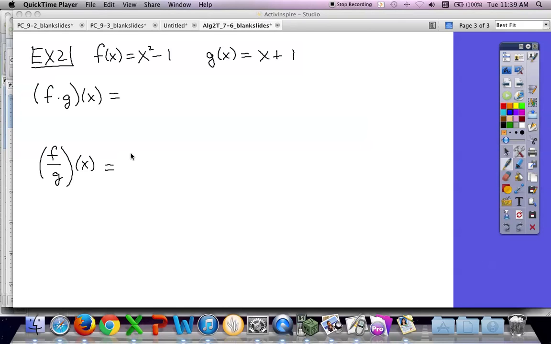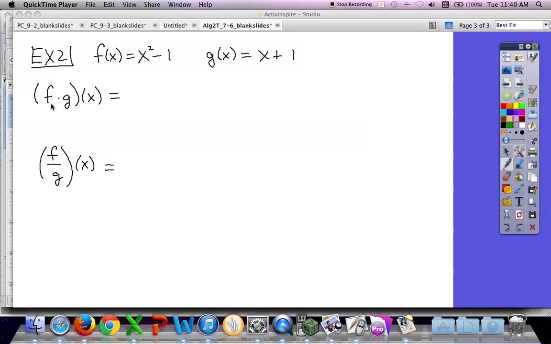Example 2, we get some practice with multiplying and dividing. We've been given two different functions now: f of x equals x squared minus 1, g of x equals x plus 1. And in the first problem, we have to multiply the functions.